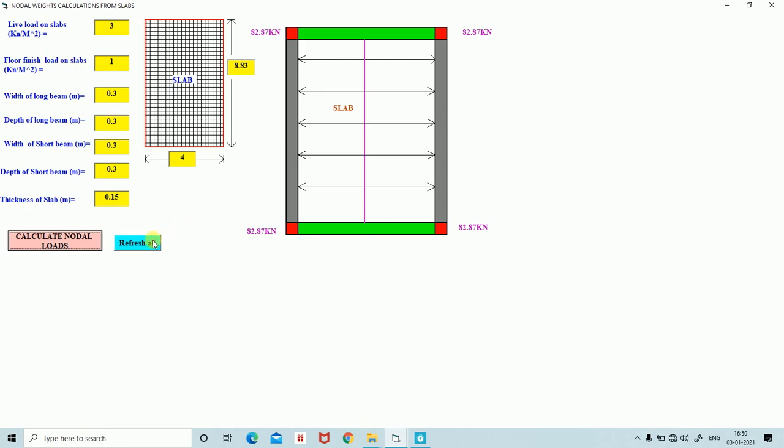Let me change the width of the long beam to 0.35 and the depth of the long beam to 0.75, and the width of the short beam is 0.3 and the depth of the short beam is 0.3. Then let us calculate what will happen. We got 97.77 kilonewton. These are the nodal weights acting on these four columns from this one-way slab.